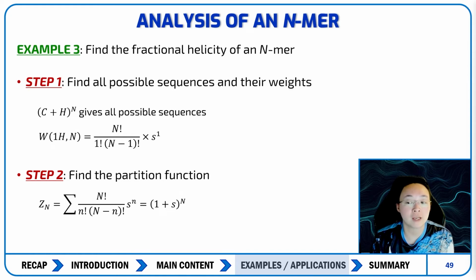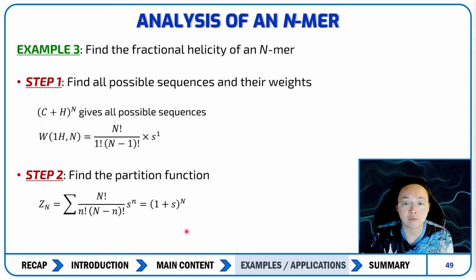So you can use binomial expansion to find all of the possible sequences. And let's say that you get this. Let's say you want to find the multiplicity of a single helical state out of all of your N states. You can represent it like this, where we want the multiplicity of 1H given N states, or N monomers. So C plus H to the power of N will give you all your possible sequences, and then this will give you your weight.